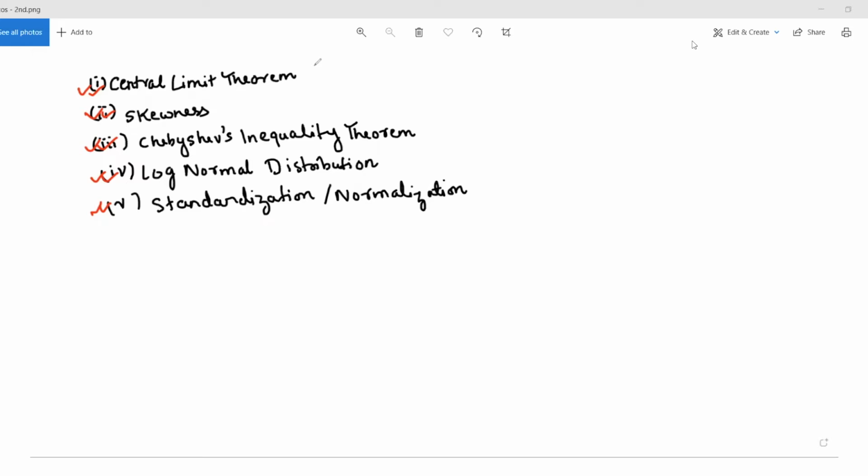So today in this class, we will be continuing our discussions on skewness, Chebyshev's inequality theorem, what is lognormal distribution, and what are the formulas for standardization and normalization, why we do standardization and normalization. So these are the topics that we'll cover today. So having stated that, let's start.